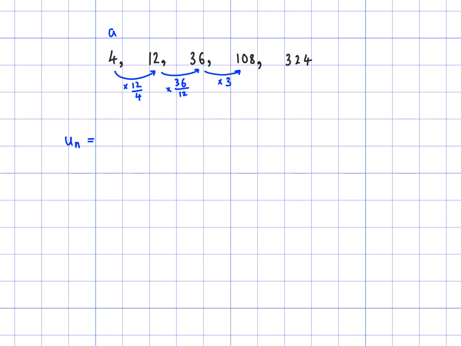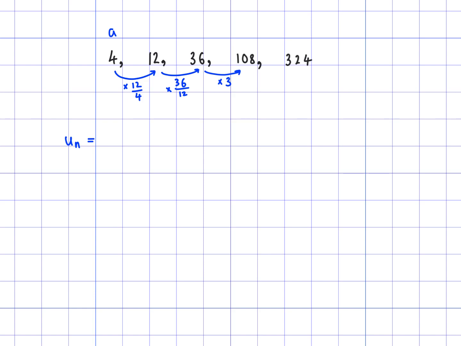So to get to the fourth term, what I can do is I can have my first term, 4, and I need to multiply it by 3 cubed. That's to get to the fourth term. Now to get to the fifth term, I would have had 4 times 3 to the power of 4 because there's 4 jumps to get to the fifth.